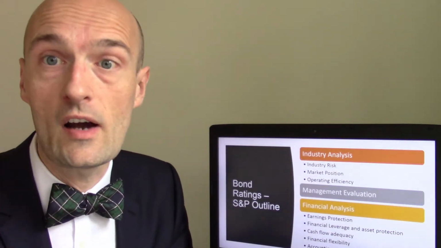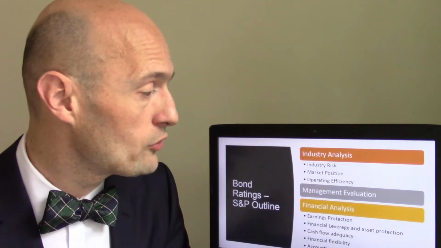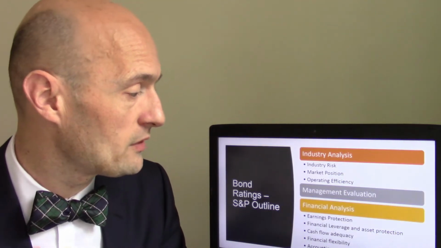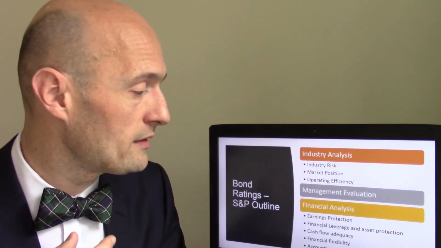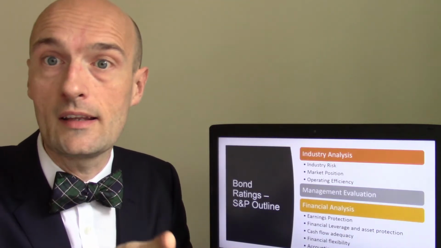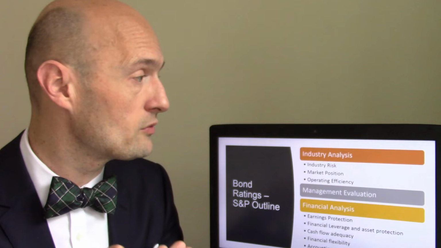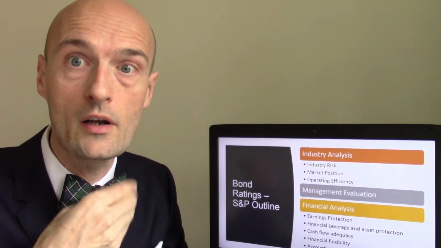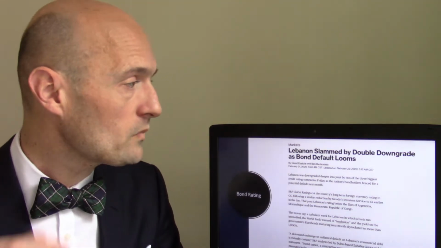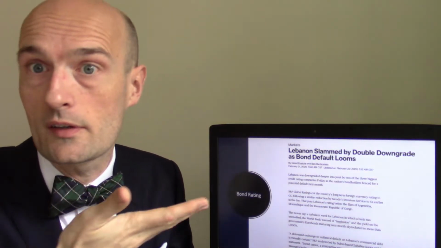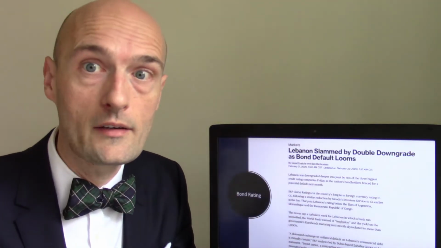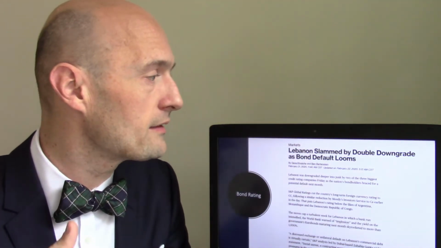And then finally, financial analysis, which will look at earnings protection, financial leverage, asset protection, cash flow adequacy, financial flexibility, and accounting quality. So these are the things that Standard & Poor's tells you they look at when they are rating a particular bond. I teach this class every year, and each year I add a different version of this slide.